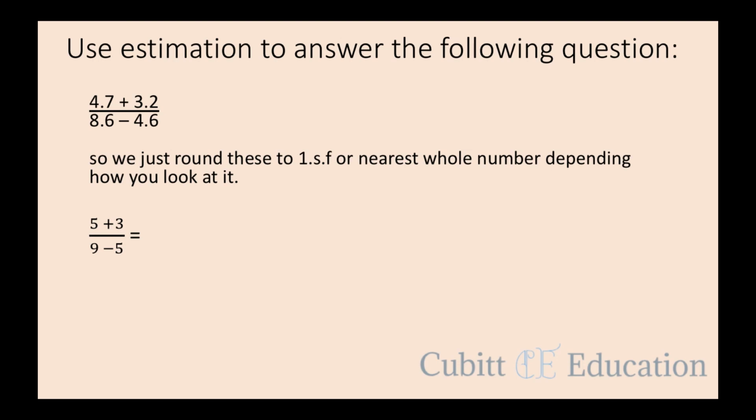So we need to add the top numbers. 5 add 3 is 8, and 9 take away 5 is 4. So you end up with 8 over 4. Now, if you're confused, that line actually means divide. So we do 8 divided by 4. How many 4s go into 8? Well, that's 2, and our answer is going to be 2.